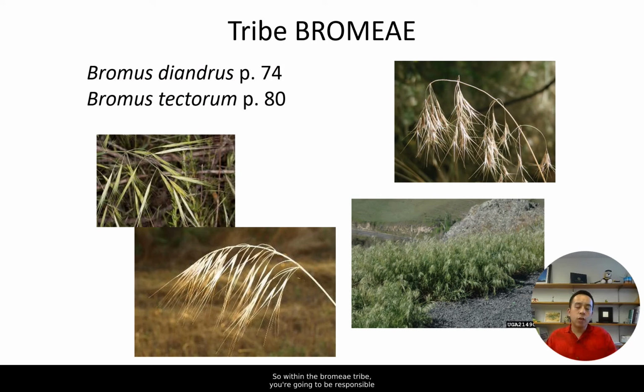So within the Bromeae tribe, you're going to be responsible in this class for knowing about Bromus diandrus, ripgut brome, found on page 74, and Bromus tectorum, also known as cheatgrass or downy brome, found on page 80. One really common characteristic that distinguishes this tribe is their hairy sheaths, which we'll go into in a little more detail in the following slides.